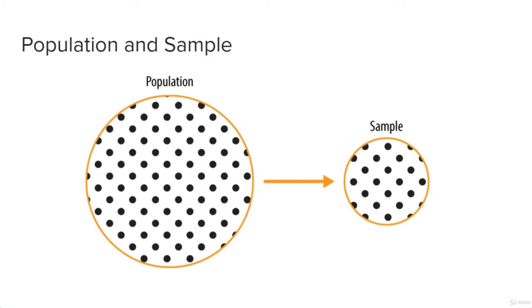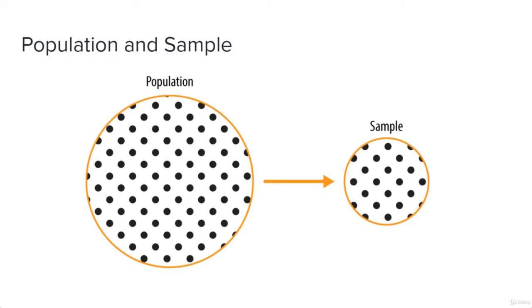So let's talk about population and sample. The population, you can say, is the bigger or larger amount of data, and we take from that population a small set of data and we call it a sample. All statistical analysis deals with samples and populations. The reason for that is that collecting the data of a population is highly impractical.